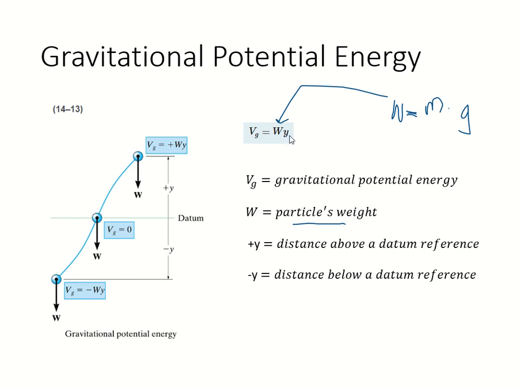Most of the books go with H, but here we go with Y, and that's okay. And distance, you have a direction. Your reference datum in this example is right here. If you go up, that's positive. You go down, that's negative. So the distance below and the distance above this datum point.